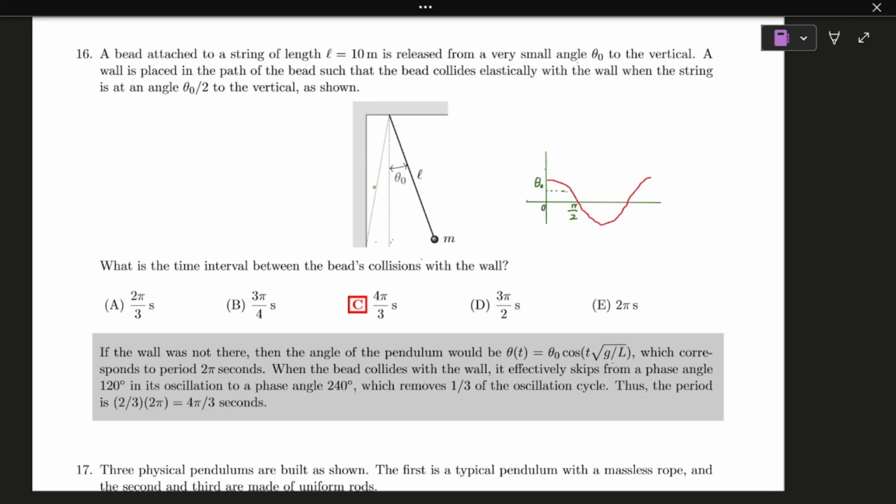And 60 degrees is a third of this one-way swing, 180 degrees. One-way swing is 180 degrees. You remove 60 degrees, you drop the phase angle by a third, and so you drop the time period by a third. So you have 2/3 of the time left, which is 4 pi over 3. That's the correct solution.